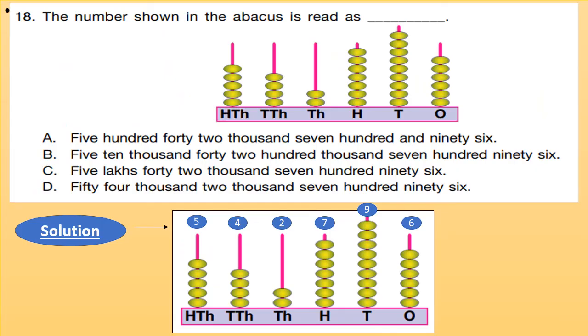The number shown in the abacus is read as. Now see the picture carefully. Now see the picture in the solution part. Count the beads and write them in front of their place values. Now the number form will be 542,796 as it is written in international system.